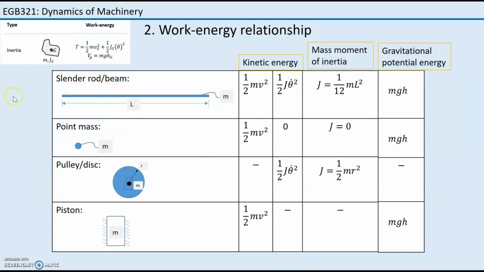Let's consider a few commonly used examples. A slender rod or beam will have linear as well as rotational kinetic energy. A point mass and a piston, which are allowed to move in a linear direction, will only have linear kinetic energy, while a pulley or disc will have only rotational kinetic energy. Those that have linear kinetic energy will also have gravitational potential energy. And these are mass moments of inertia. We all know them well.